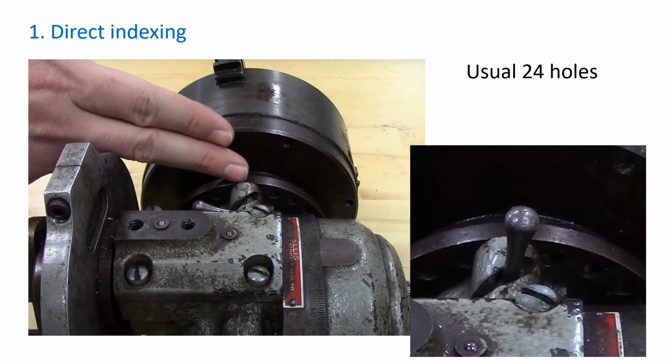There are 3 main methods of using an indexing head. First one is direct indexing. This is a ring with holes situated directly behind the work holding device, and there's a quick release pin that can be engaged. Usually the plate is made up of 24 holes. With the 24 hole plate, for example, we could evenly space a hex or a hole pattern or gear teeth with 2, 4, 6, 8 or 12 teeth evenly around the diameter.